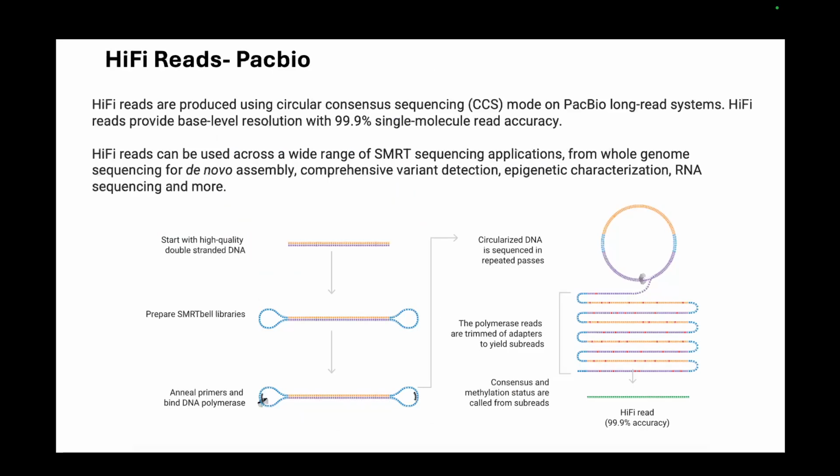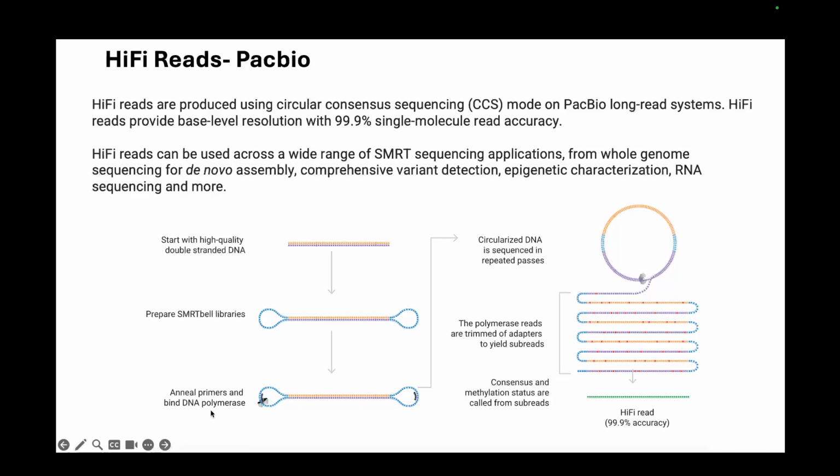So they have a concept of what are known as hi-fi reads. What are they? These are reads that are produced using circular consensus sequencing mode on PacBio long read systems. Hi-Fi reads provide base level resolution with very high accuracy, using single molecule read accuracy. And they can be used across a range of SMRT sequencing applications, from whole genome sequencing for de novo assembly to comprehensive variant detection, anything you want to do with the sequence data.